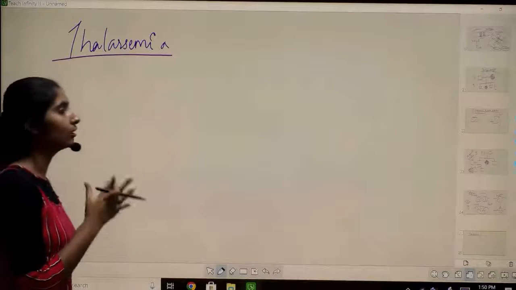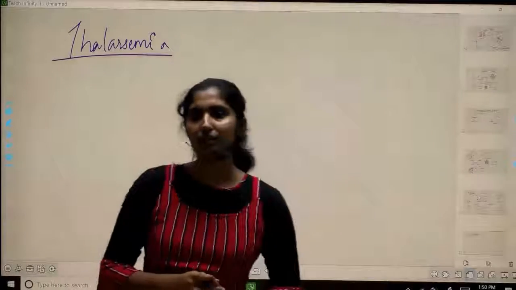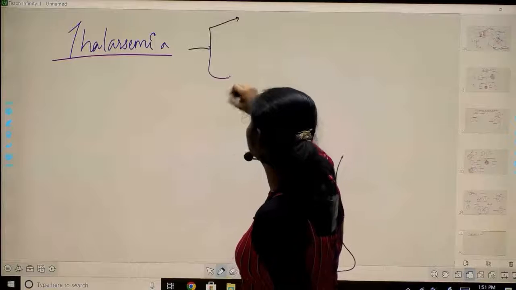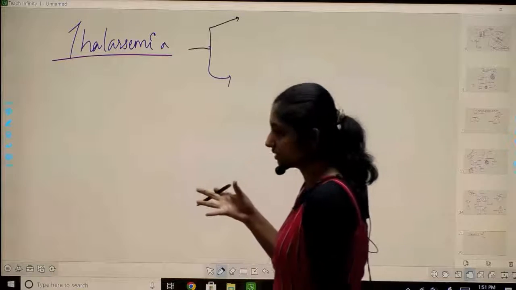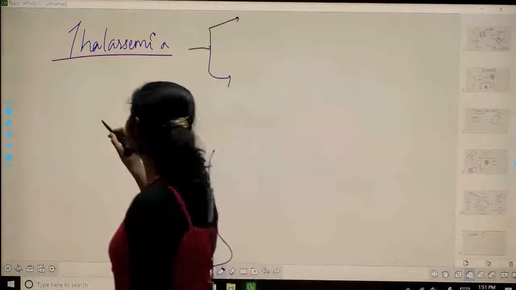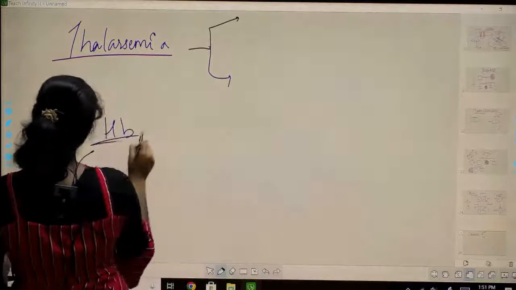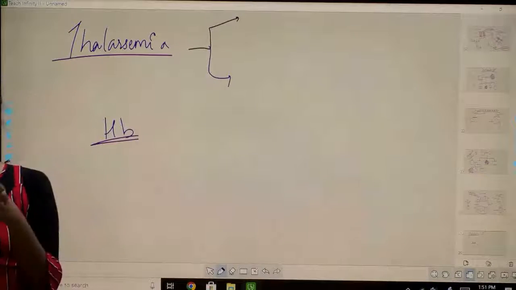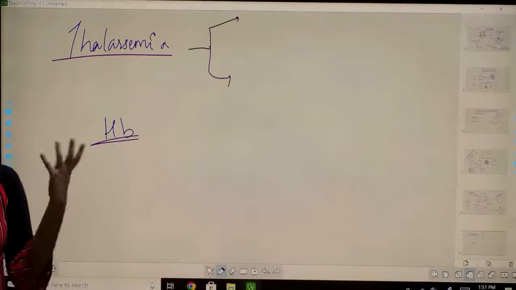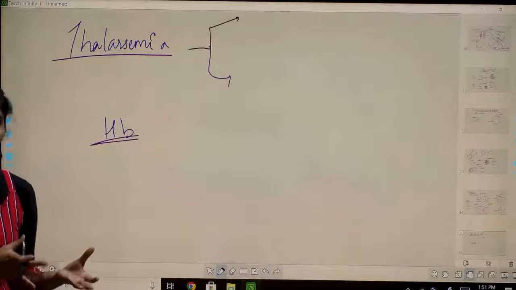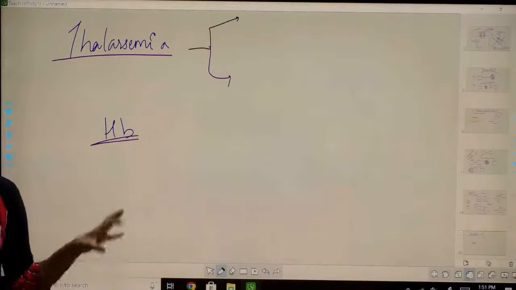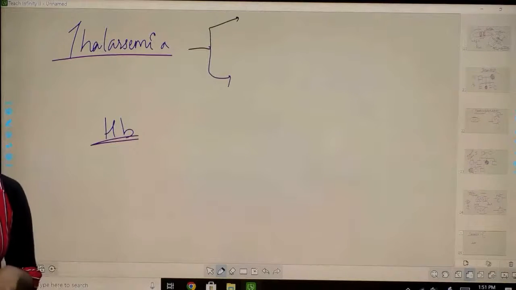Thalassemia is again an autosomal recessive disorder. Now, thalassemia is of two types. In case of thalassemia, let's first understand a bit about hemoglobin, then we'll come to thalassemia. Hemoglobin, the name itself, is made of two components: heme, the iron part, and globin, the protein part. So hemoglobin consists of heme, that is iron, and a protein part.